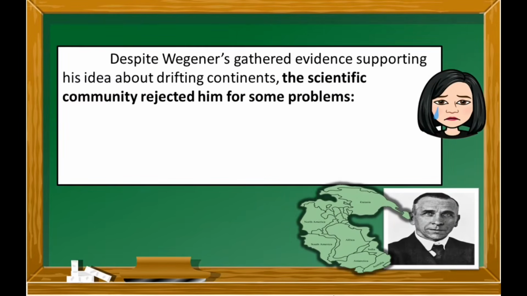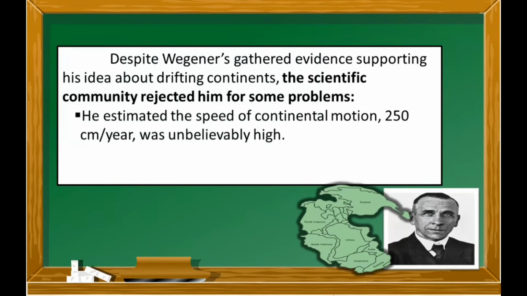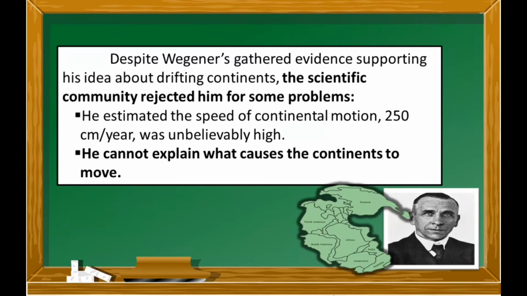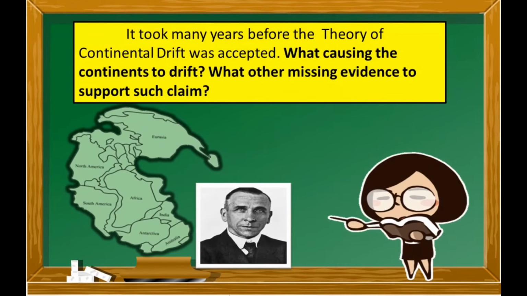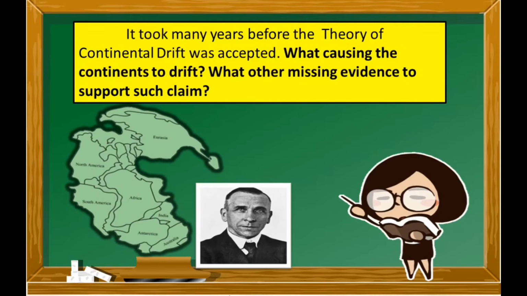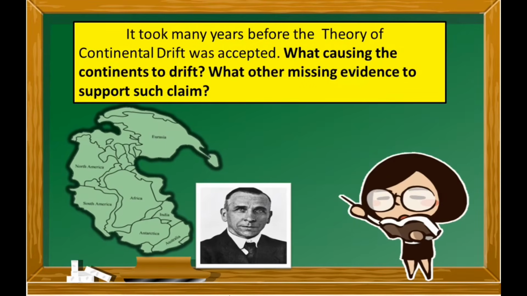Despite Wegener's gathered evidence supporting his idea about drifting continents, the scientific community rejected him for some problems. He estimated the speed of continental motion, 250 cm per year, was unbelievably high. He could not explain what causes the continents to move. It took many years before the theory of continental drift was accepted. What is causing the continents to drift? What other missing evidence is there to support such a claim?